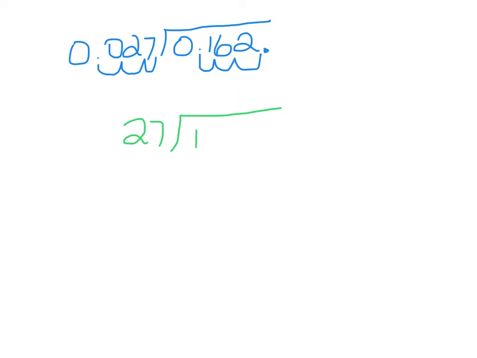27 goes into 162. Now, that goes in there 6 whole times. 6 times 27 equals 162. I subtract and have 0 as my remainder.